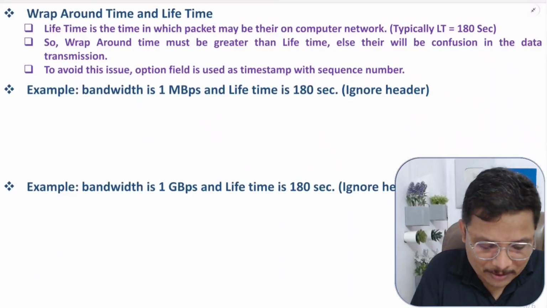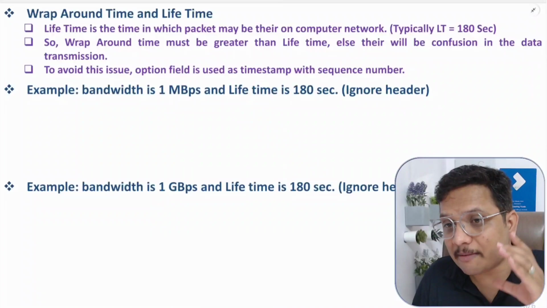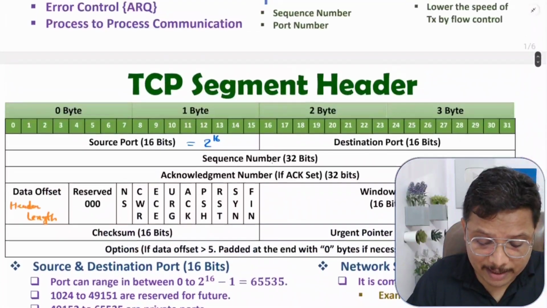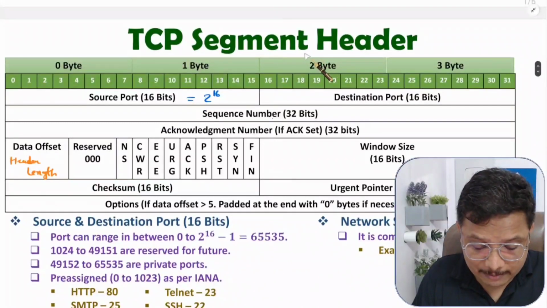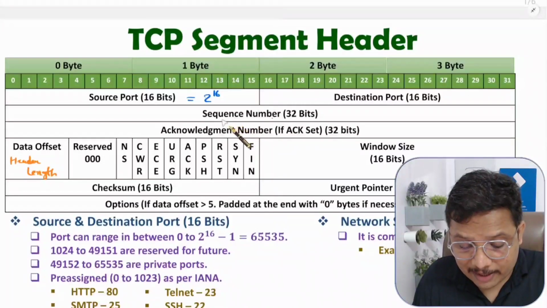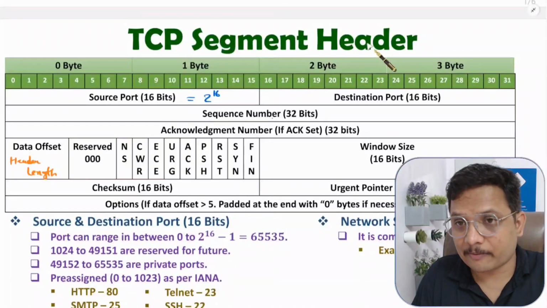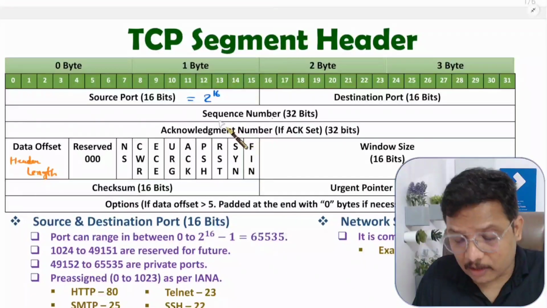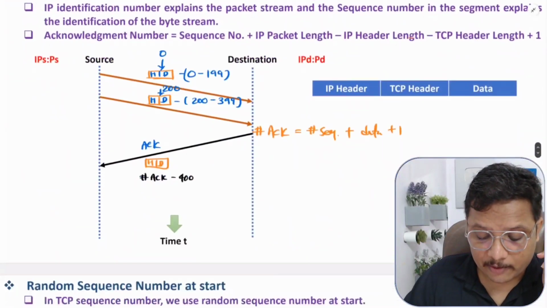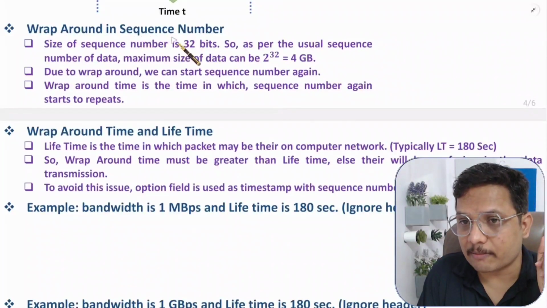In this video, I'm going to explain wraparound time and lifetime in the TCP segment header. If you have seen my last videos on the TCP segment header, I explained how port addressing happens for source and destination, as well as how the sequence number and acknowledgement number work in the TCP segment header. In the sequence number video, I explained how the wraparound condition happens.